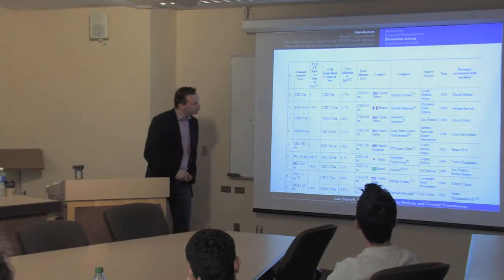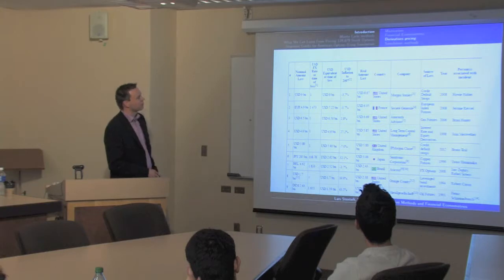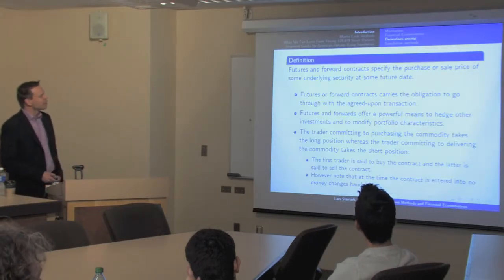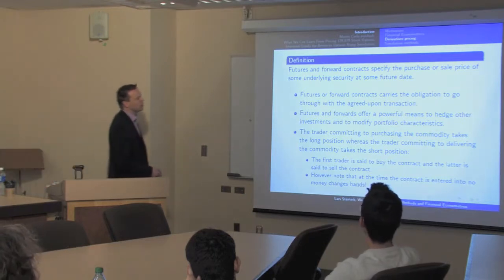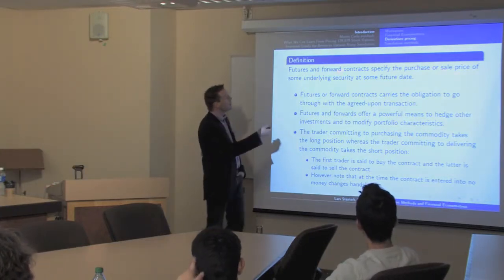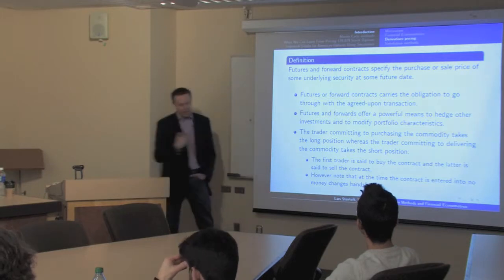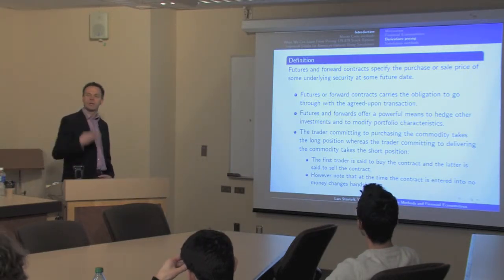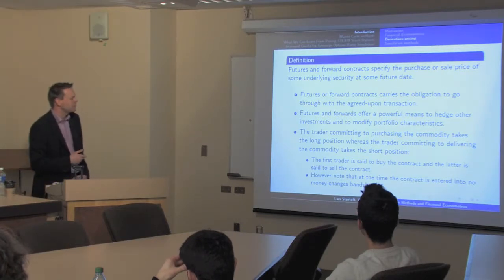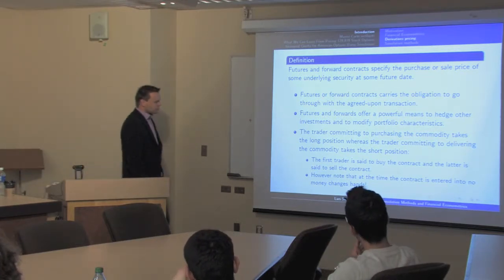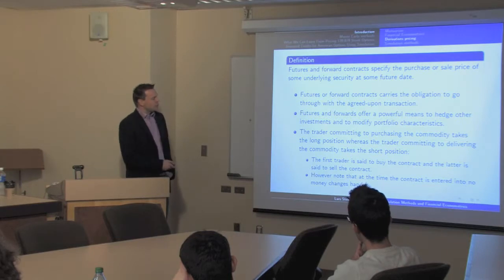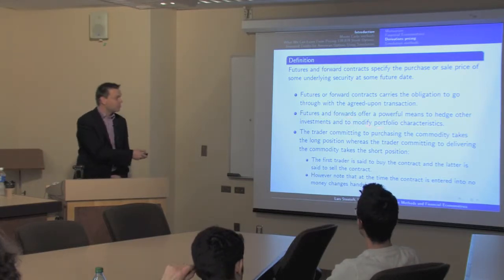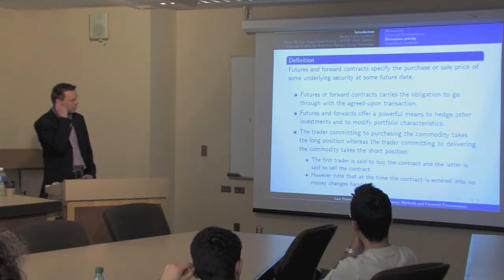So there's a lot of stuff to look at, and of course there's a lot of interest in actually getting good ideas about how we should price these things. Quickly, what's a future? A futures or forward contract specifies the buying or selling of an asset in the future at a given price. It's a very simple product that allows you to shift the risk because it basically allows you to completely hedge the risk that you have in these things. So they carry with them the obligation to go through with these transactions. They're powerful to hedge and modify portfolio characteristics.